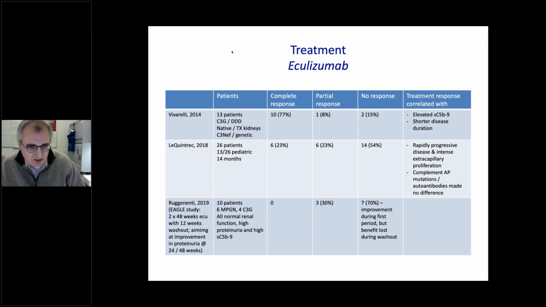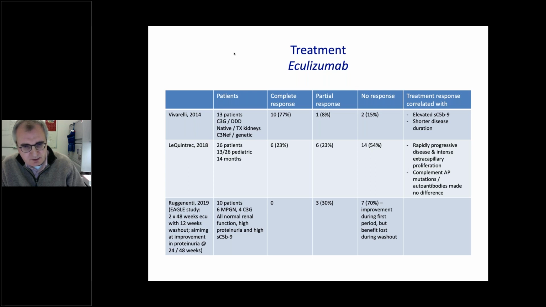And then there is one formal mini trial with 10 patients, the EAGLE study, in whom 2 blocks of treatment were applied, 48 weeks each of treatment with a 12-week washout in between. And the outcome, the primary outcome, was improvement in proteinuria. And in those patients, this treatment trial was mainly a failure.